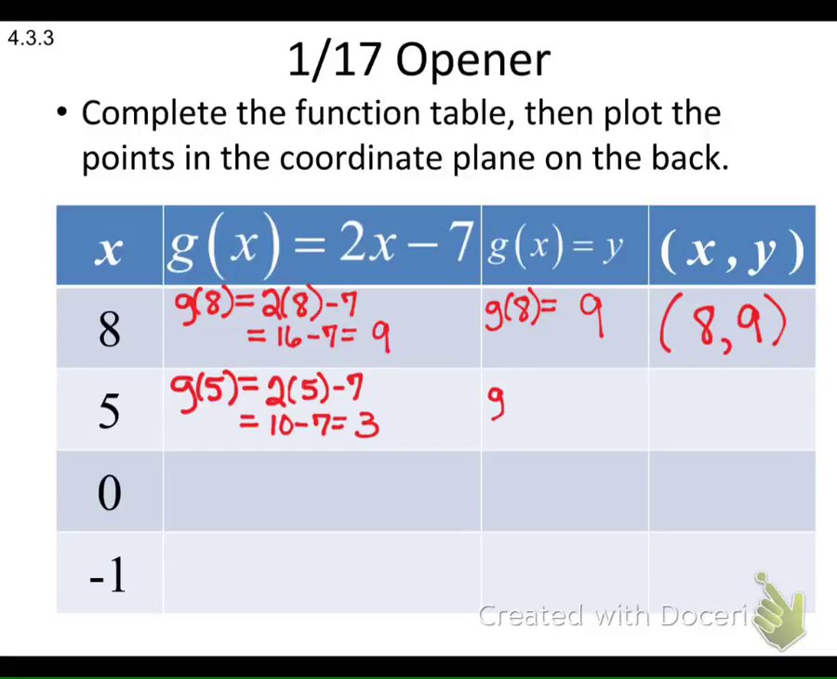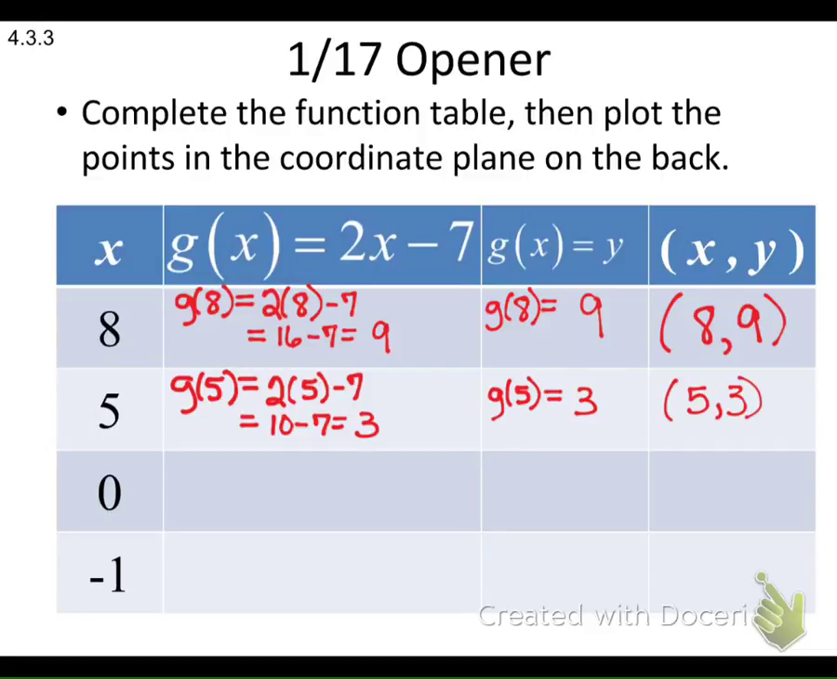G of, or the function of. There you go. G of what? 5 equals what? Equals 3. Positive 3. And then your ordered pair? 5 and 3. 5 comma 3 with parentheses around it. Good. You don't have to say positive 3. If you just say 3, I already know that it's a positive.